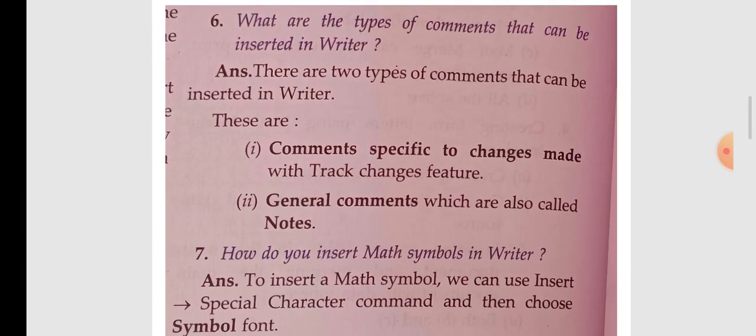Our next question is, what are the types of comments that can be inserted in Writer? That question is related to comments. There are basically two types of comments that can be inserted in Writer: comments specific to changes made with the track change feature, and second, general comments, which are also called notes. So there are two types of comments. The first relates to the track change feature, and the second is general comments, also called notes.